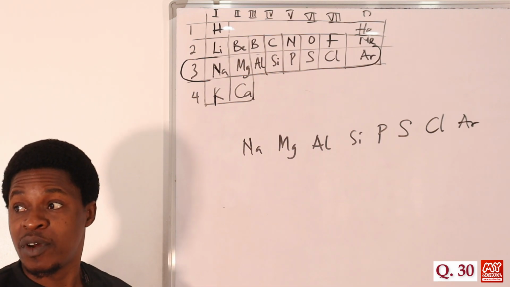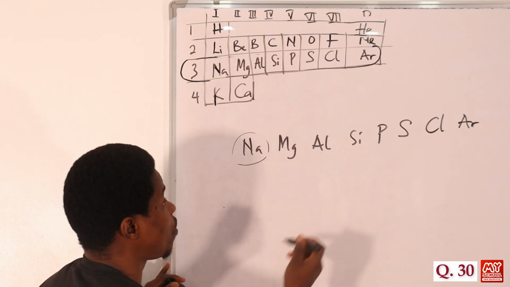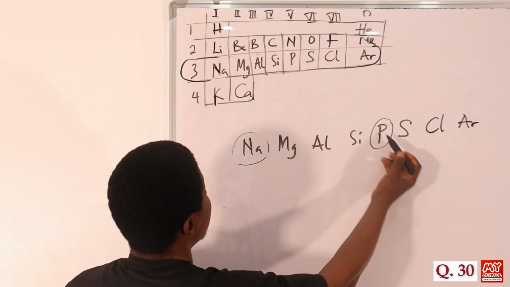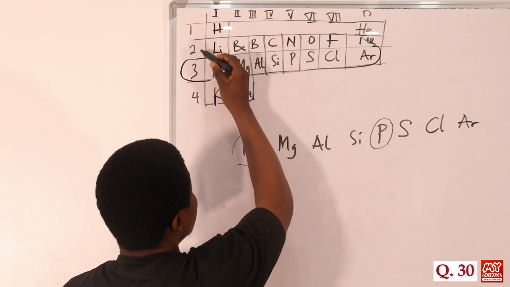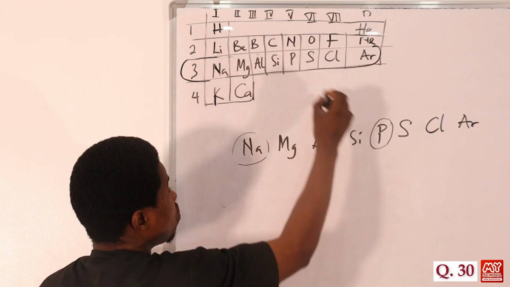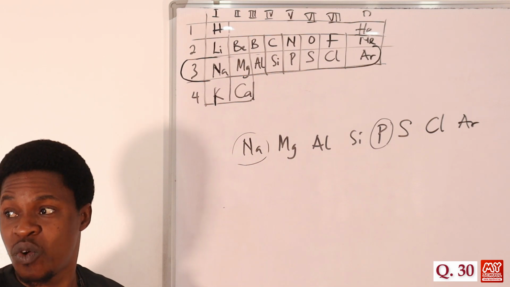Option B says sodium, potassium, oxygen, chlorine. Sodium, yes, phosphorus, P, yes, but oxygen is not here. Oxygen is in group 6, of course, period 2. So because it's in period 2, option B is eliminated. Option C says BCNO.